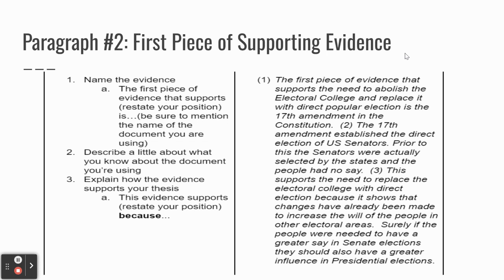So now I need to describe a little bit about what I know about how that document relates to this question. The 17th Amendment, which is obviously in the Constitution, established the direct election of U.S. senators. Prior to this, the senators were actually selected by the states, and the people had no say.